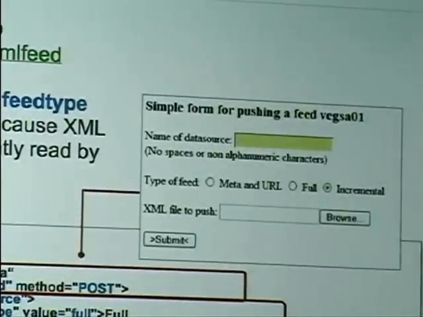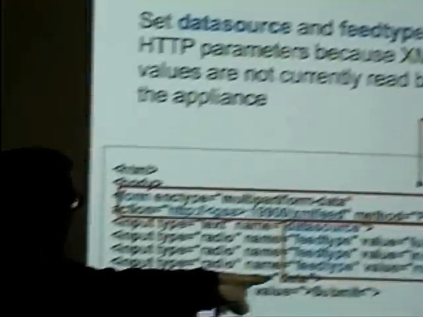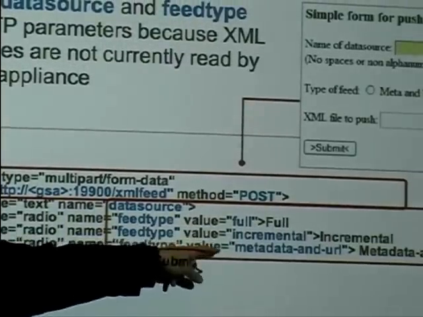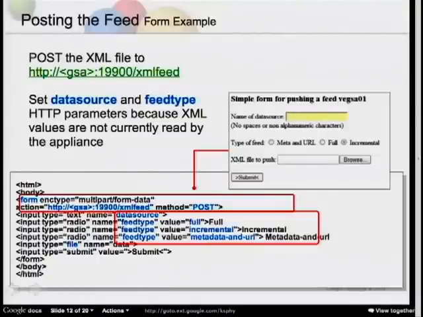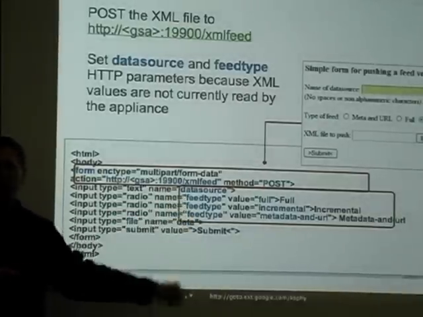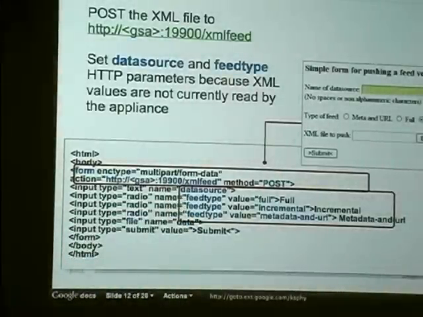Now, there are some additional input parameters that go along with this post, and you'll have to specify them as well. You're going to specify the type of feed. That also has to be sent as an HTTP parameter, as well as the name of the feed. Okay, so even though the XML document has the data source and the feed type, you still have to specify them in an HTTP header.